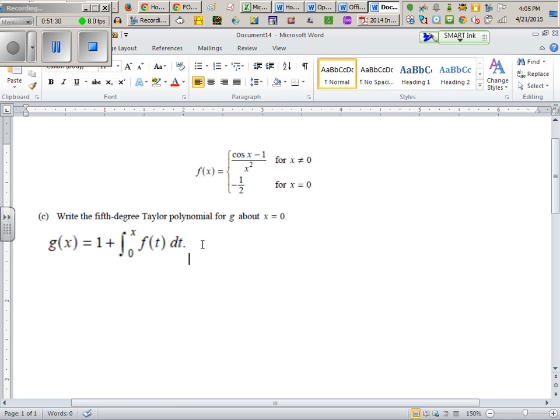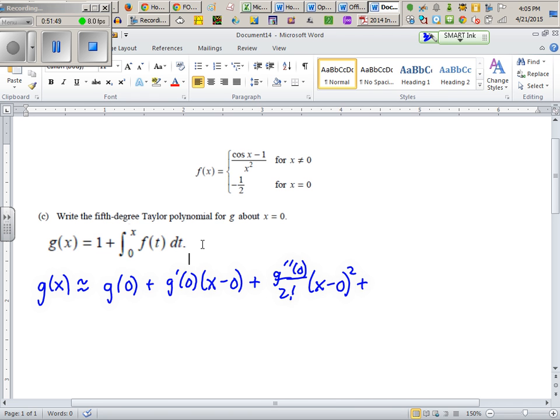So g of x can be approximated using g of 0 plus g prime of 0 times x minus 0, plus g double prime at 0 over 2 factorial times x minus 0 squared, plus g triple prime at 0 over 3 factorial times x minus 0 cubed, and so on. This is how we do Taylor series. It's a g instead of an f.